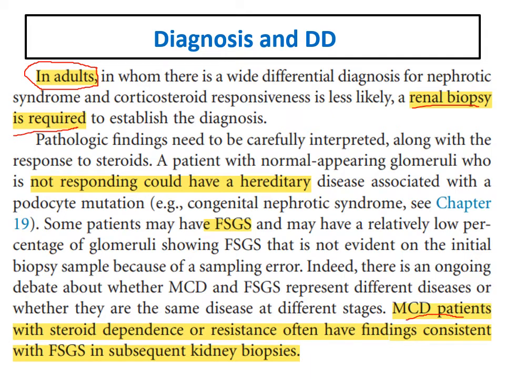As we told you, minimal change patients who are steroid dependent or steroid resistant usually represent a form of focal segmental glomerulosclerosis in subsequent renal biopsies. It is very important that patients with an early diagnosis of minimal change who became steroid resistant or steroid dependent, in many cases, with subsequent renal biopsies, usually show features of focal segmental glomerulosclerosis.